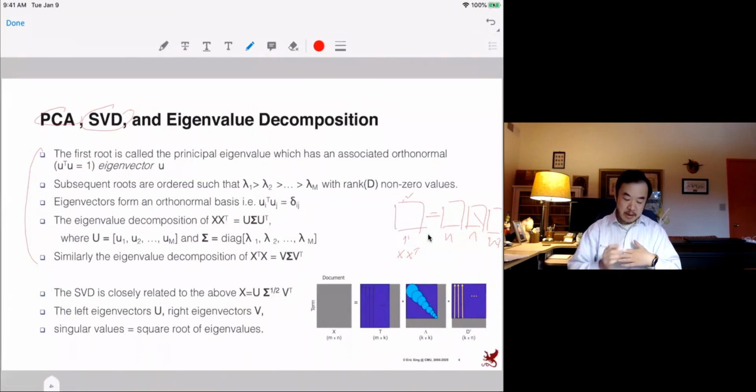The SVD is also a matrix decomposition, but it is not eigenvalue decomposition. It is a matrix decomposition called singular value decomposition, which results in three matrices. There is a left eigenmatrix, a right eigenmatrix, and then there is a middle singular value matrix that is diagonal.